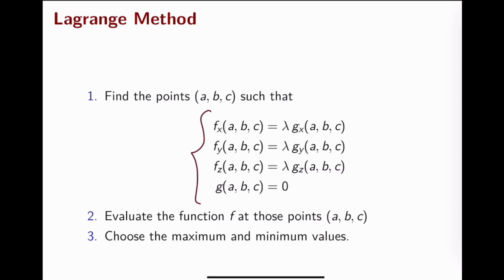So what do we do with that list? We evaluate the function f, the original function, at these points, and then we compare all of these values. The biggest one will be the maximum, and the smallest one will be the minimum, and we will have at what points those minimum and maximum values happen.